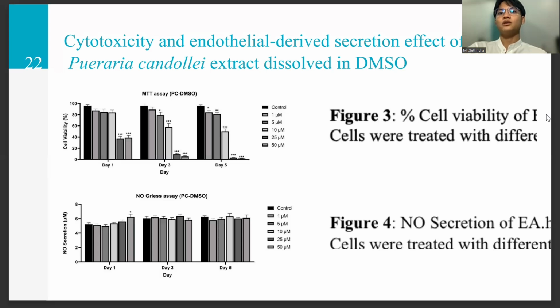Endothelial-derived nitric oxide secretions were measured by Griess assay. Endothelial cells treated with PC-DMSO were compared with a control group as shown in Figure 4. Nitric oxide secretion of endothelial cells increased with increasing concentrations of PC-DMSO when incubated for 24 hours and did not show any significant difference when incubated for 72 and 120 hours.